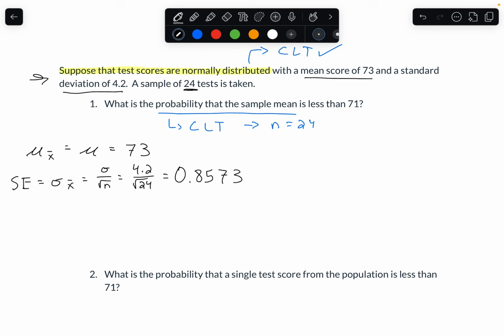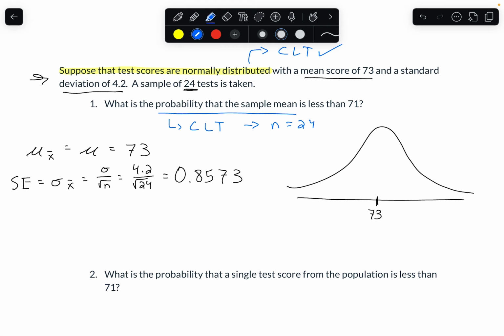So the central limit theorem says, okay, well, we get to assume that the sampling distribution of x bar is approximately normally distributed. That's kind of the main point of it. The mean of our distribution, we said, was 73. So the mean right here is 73. We would like to find the probability that our sample mean is less than 71. So, less than 71. 71 is going to sit somewhere over here on the left. And if we're looking for the probability that the sample mean is less than that value, we are looking for the area to the left here.